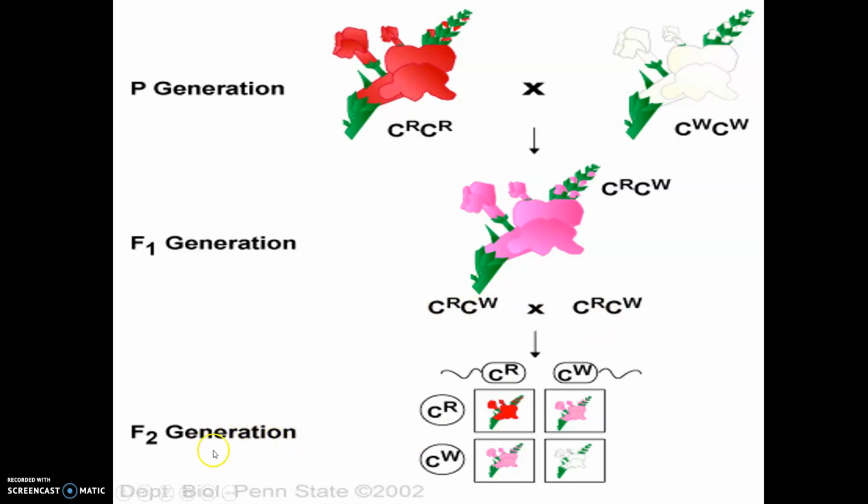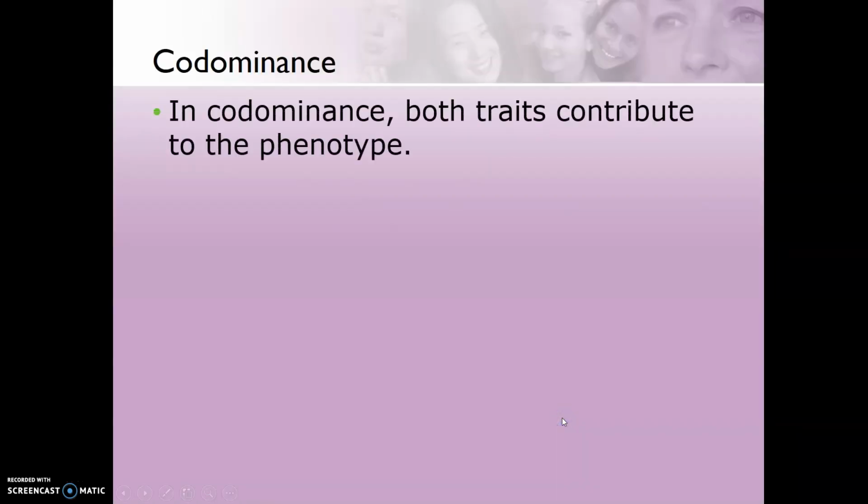In the F2 generation, and we'll talk about this in our Punnett squares work, we put one parent here and one parent here, and we can see if 2 pinks were crossed, we have a 1/4 chance, 1 out of 4, that we're going to get a red plant, 1 out of 4 that we're going to get a white plant, and 1/2 or 2 out of 4 chances that we're going to get a pink plant. So codominance can be very interesting.